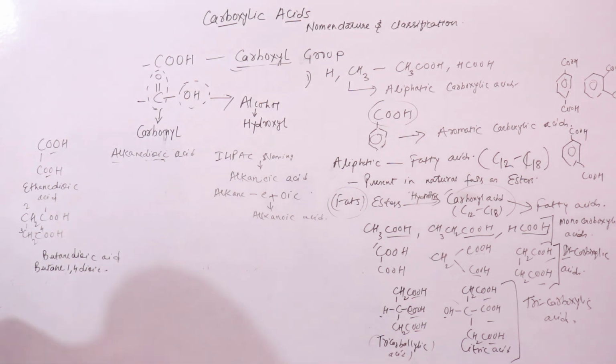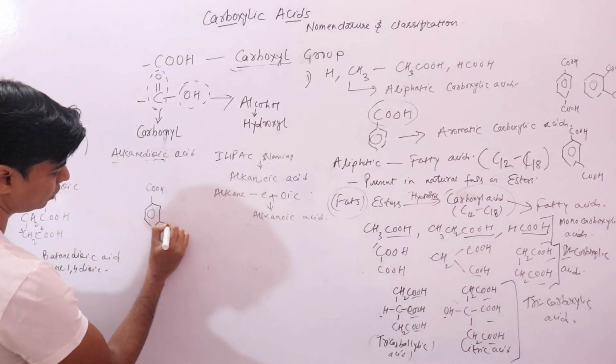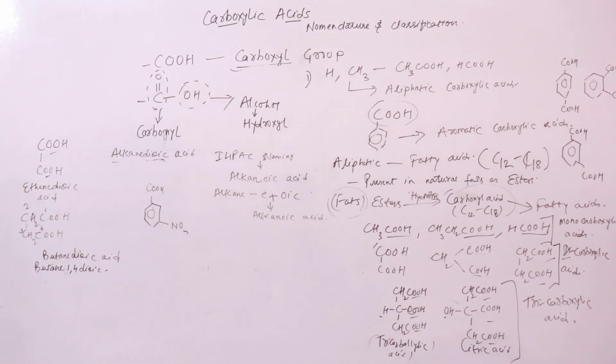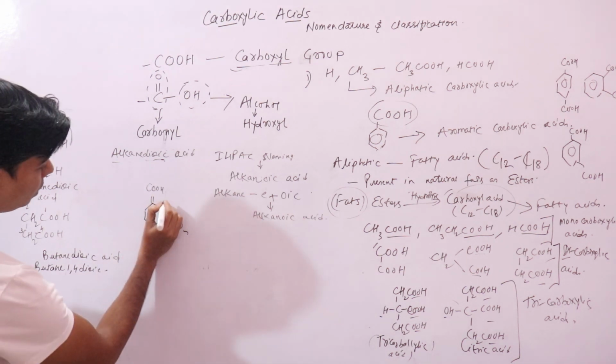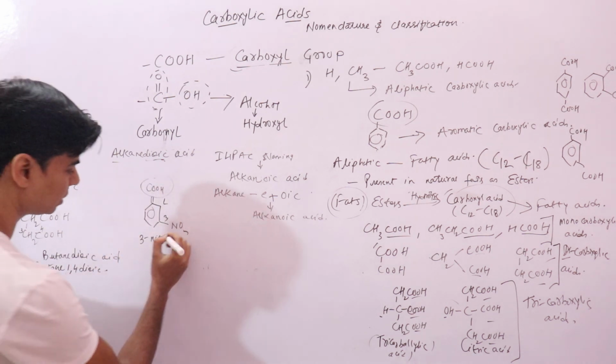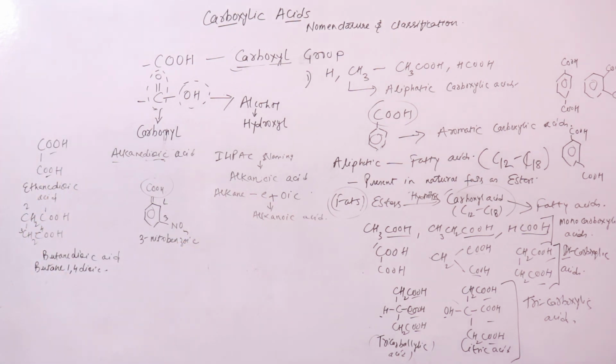Now let's quickly look at aromatic acids. If this is your aromatic acid, you have a substituent. This substituent would again be prefixed, like 1, 2, 3. So it would be 3-nitro. The parent acid is benzoic acid. 3-nitrobenzoic acid. I hope this is clear.